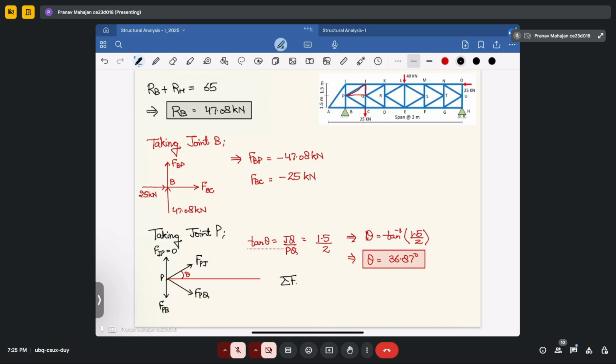Taking summation of horizontal force equal to 0, what you will get? You will get FPJ cos theta plus FPC. Why did I write Q? This will be C now. FPC cos theta. If this is theta, this will also be theta. How will it be? I will tell you. This is theta. Suppose I took it like theta. If this is theta, then this also will be theta. Okay. So it will be equal to 0. This will give you FPJ equal to minus of FPC.